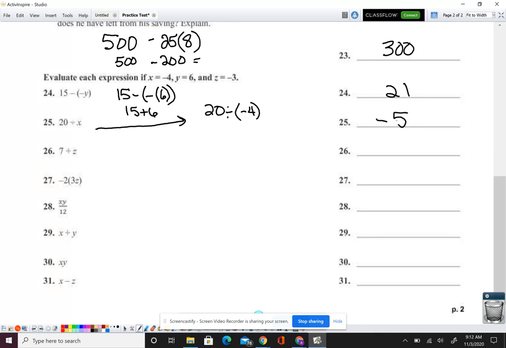Okay, number 26. 7 plus z, which is negative 3. Positive 7, negative 3, opposite signs, subtract them. 7 minus 3 is 4. The sign from the larger is positive, so it's positive 4.